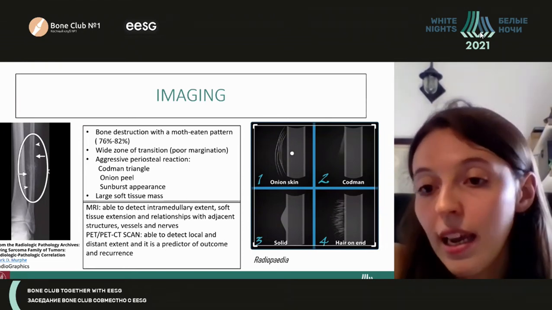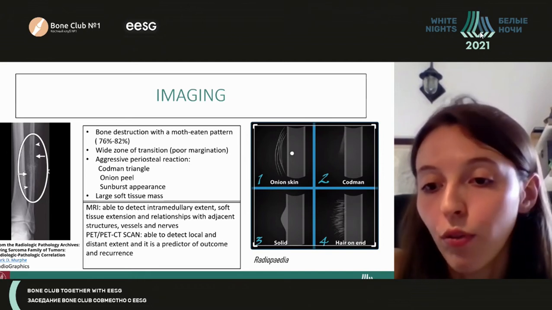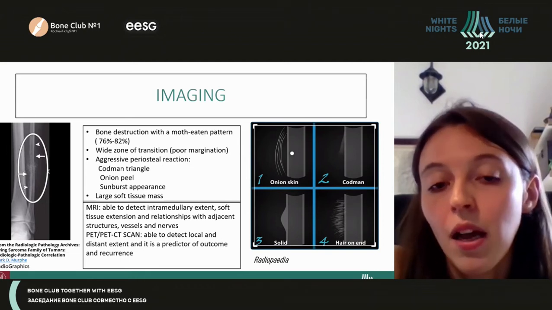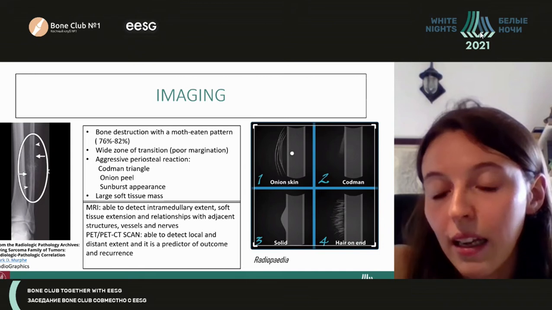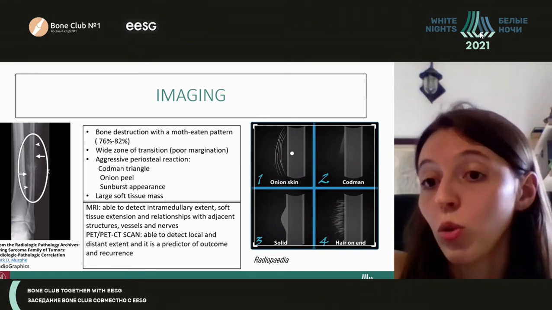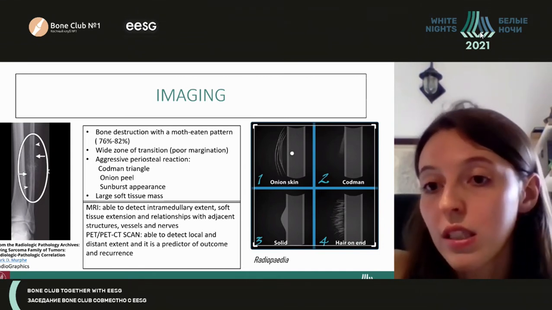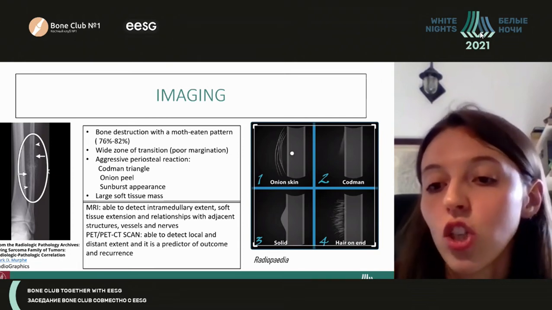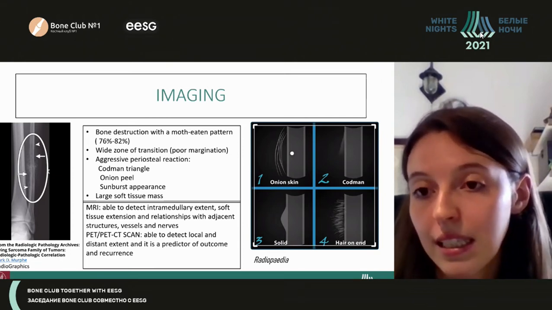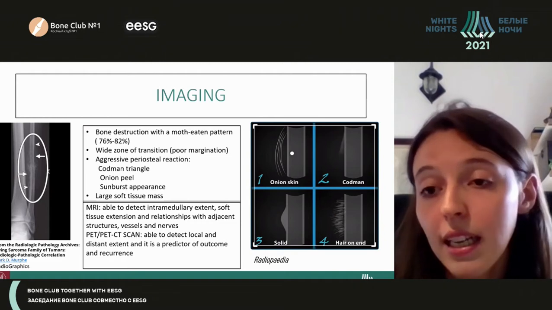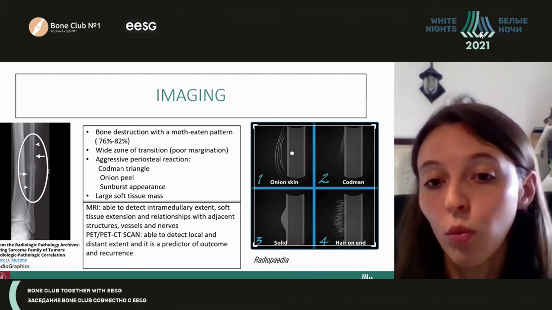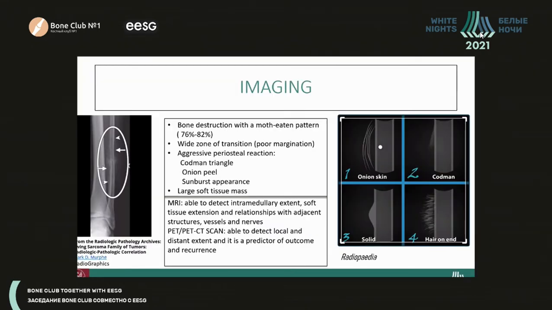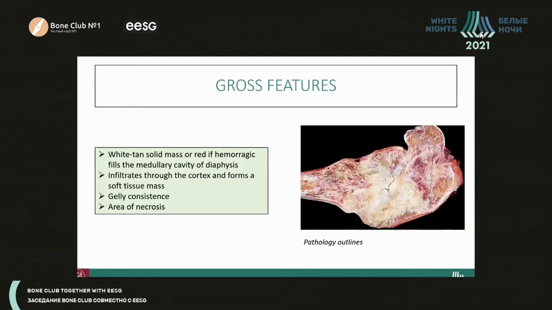After the X-ray, of course, we need to perform also an NMR because it's able to detect better the extension into the soft tissue and, of course, the relationship with adjacent structures such as vessels and nerves. And after the NMR, we need to perform also a CT scan because it's able to detect distant metastases, and they are an important prognostic factor.